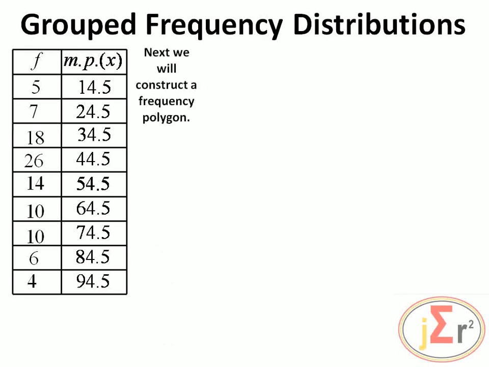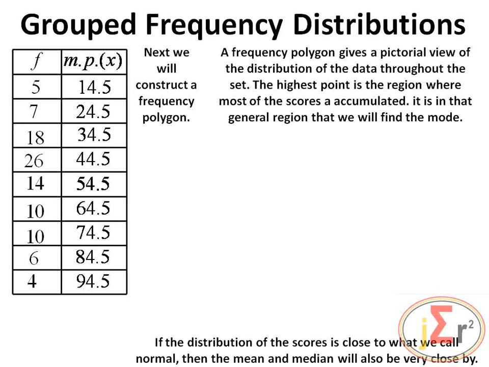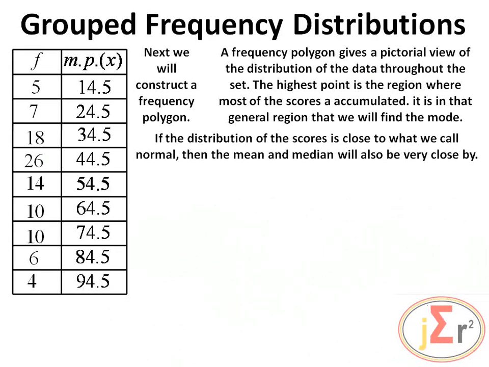Continuing, next we will construct a frequency polygon. A frequency polygon gives a pictorial view of the distribution of the data throughout the set. The highest point is the region where most of the scores accumulate. It is in that general region that we will find the mode. If the distribution of the scores is close to what we call normal, then the mean and the median will also be very close by. So anywhere we find the mode in a normal distribution, the mean and the median should be close by.